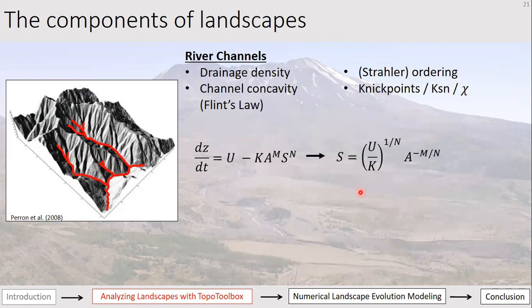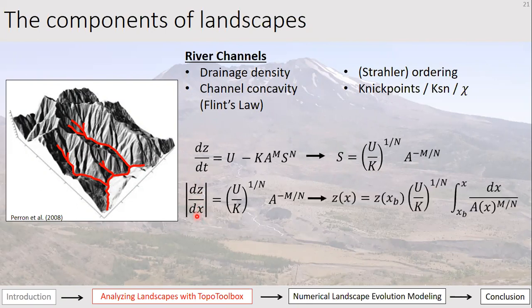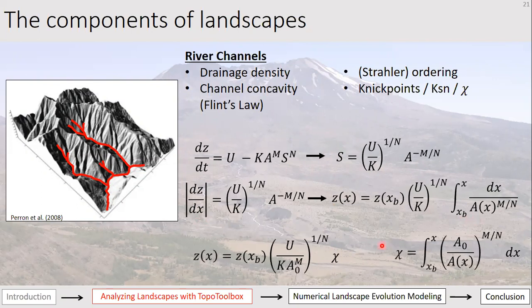An alternative approach is to do what's called a chi transformation. Using the same equation, but here we take the slope, and instead of keeping it as its own quantity, we expand it to be dz over dx, so the change in elevation with respect to space. We can then rearrange this equation by integrating across elevation and distance, creating this long equation here. Going a little bit further, if we incorporate some sort of reference drainage area, we can create what's called the chi transformation. And this is essentially the integral of drainage area as you move along a river channel.